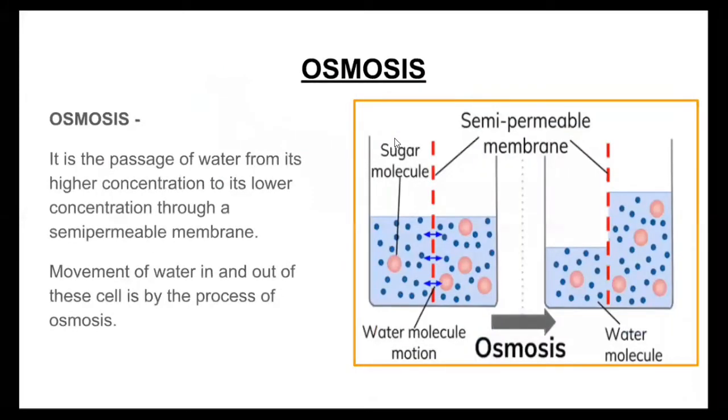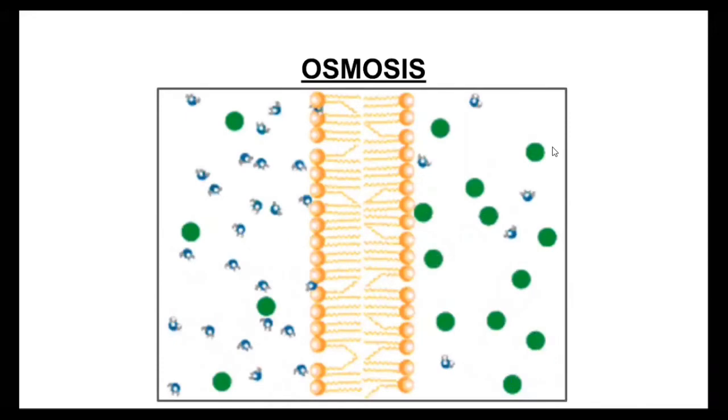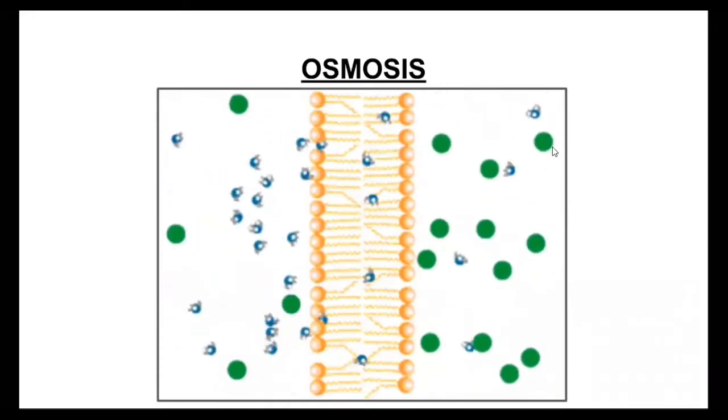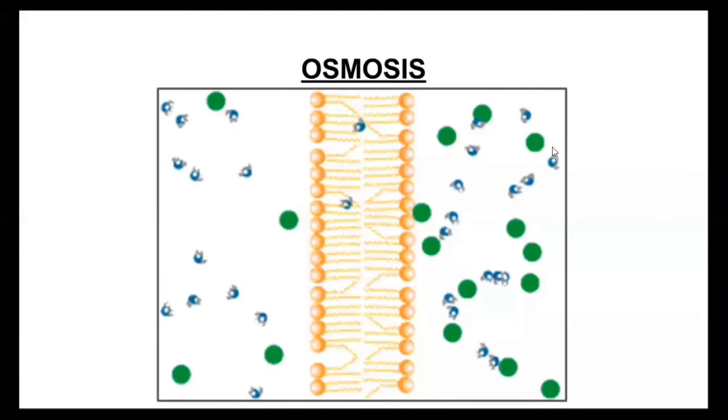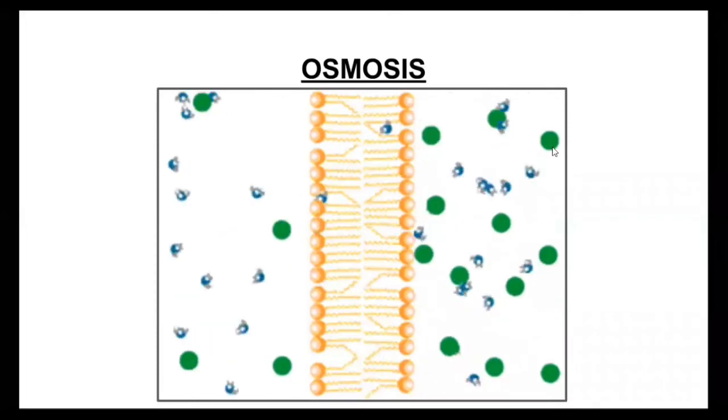Osmosis takes place through a semi-permeable membrane, a very important thing to remember in osmosis. Then the second thing which you have to remember is that it is the movement of water from its higher concentration to its lower concentration. Semi-permeable membrane is that membrane which is permeable to only few substances. You can see the osmosis process going on here, and these water molecules are passing from one side of the cell to another side of the cell by osmosis.